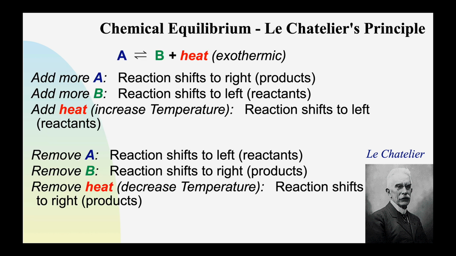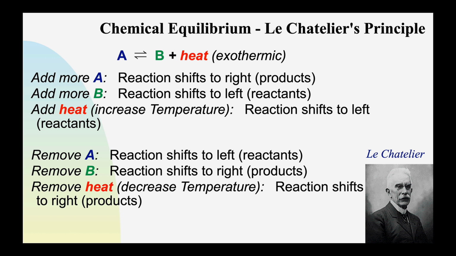At the top here, we have some random chemical reaction where reactant A is converting to product B. And this is an exothermic reaction because heat is being generated. It's a product. And an endothermic reaction would mean that heat, of course, was a reactant. But this reaction is exothermic. And really what Le Chatelier's principle comes down to is that if you add something, the reaction shifts to the opposite side. And if you take away something, the reaction shifts to the side that you're taking it away from. And I want you to keep that in mind as we go through these.